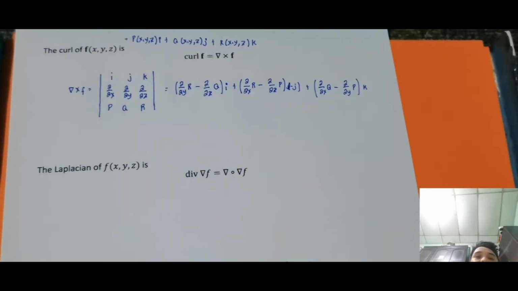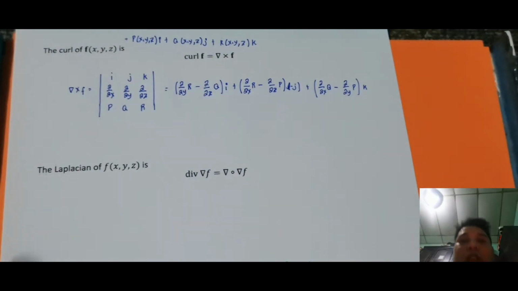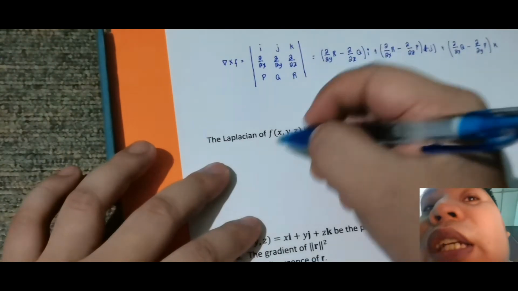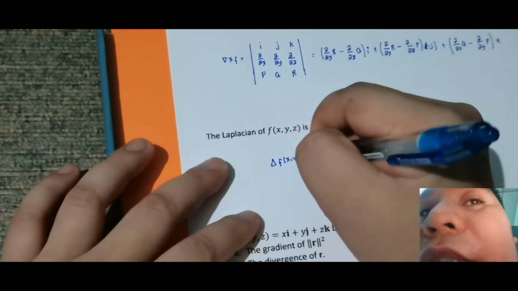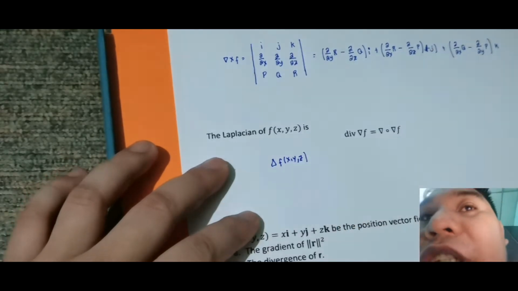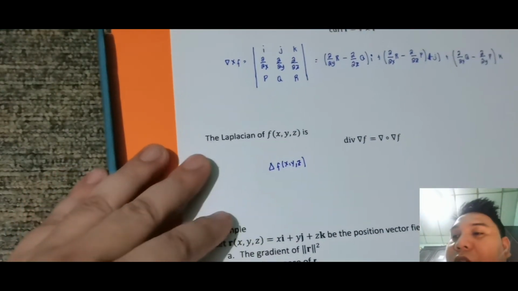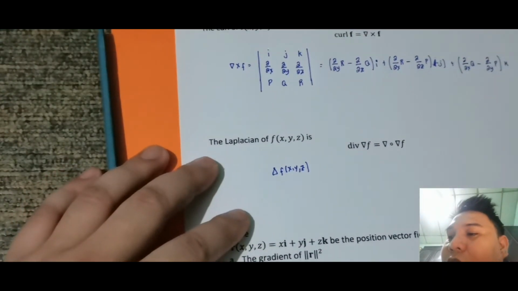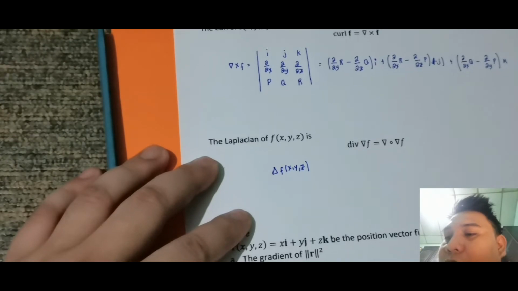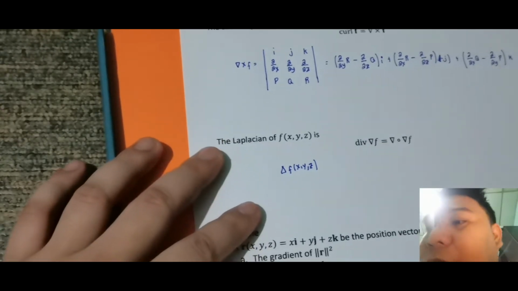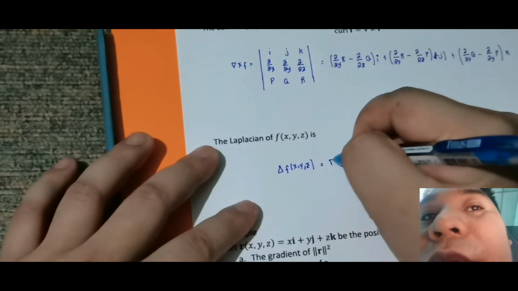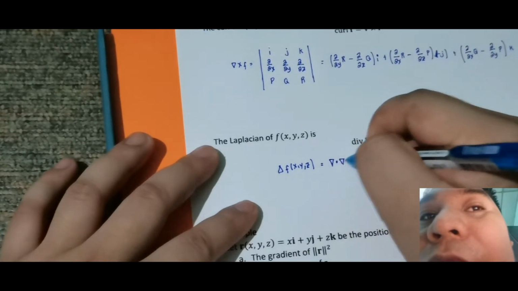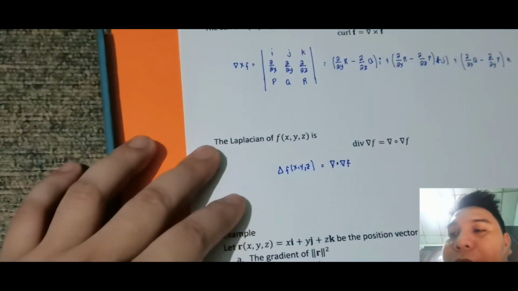So next is the Laplacian of f of x, y, z. So note that the Laplacian can be symbolized as the Laplacian of f of x, y, z. So baliktad siya na del. So hindi siya del. So I don't know kung anong tawag dito, kung anong symbol to. So ito yung usual notation niya. So sabi nga sa formula, del dot product gradient of f.